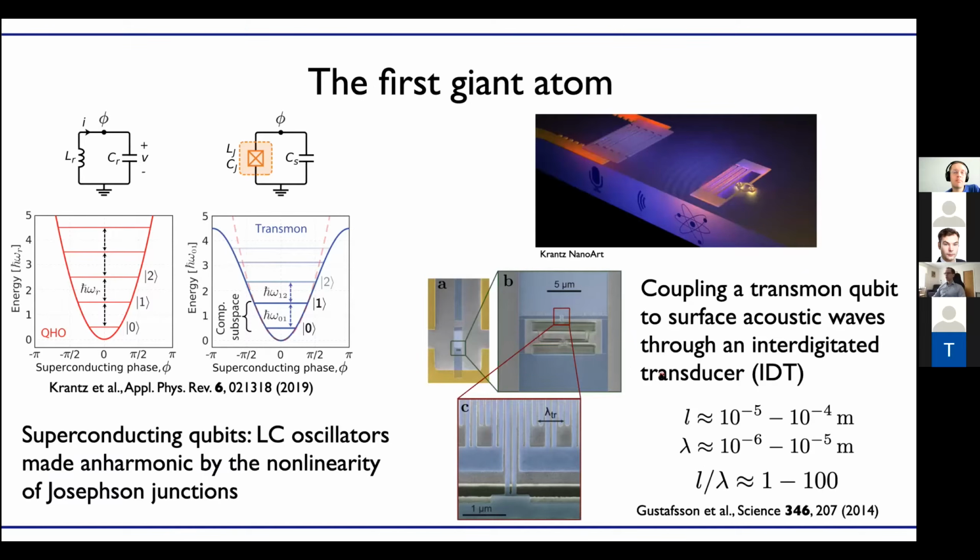But the new thing here was that when we coupled to the surface acoustic waves, we were still working at microwave frequencies, a few gigahertz. But since we are now coupling to these sound waves rather than light, the speed of sound is many orders of magnitude slower than the speed of light, so the wavelength is accordingly much longer.